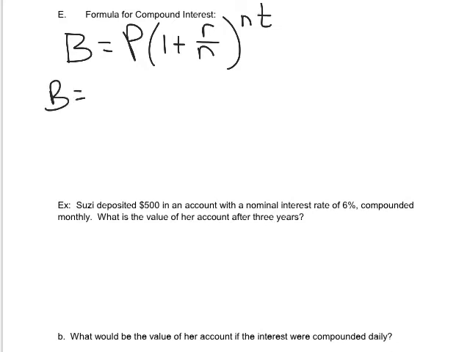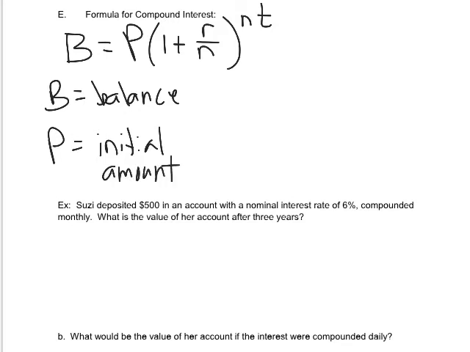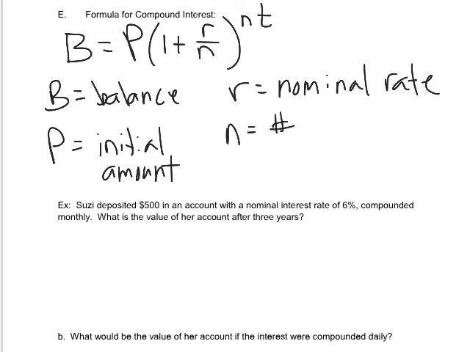B is the balance. How much money is in your account? P is the principal amount. So that's the initial amount. That's how much you put in at the beginning. R is the nominal rate. That's the rate that the bank quotes you, as if it were an annual rate. And N is the number of times a year it's compounded. If your money sits in there for multiple years, then T is the number of years.